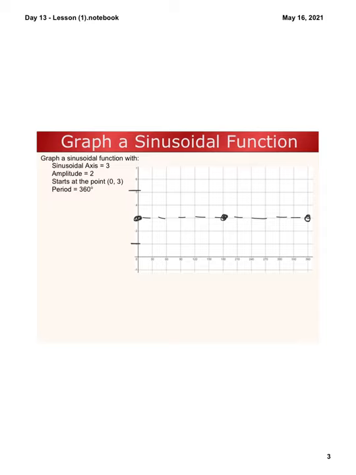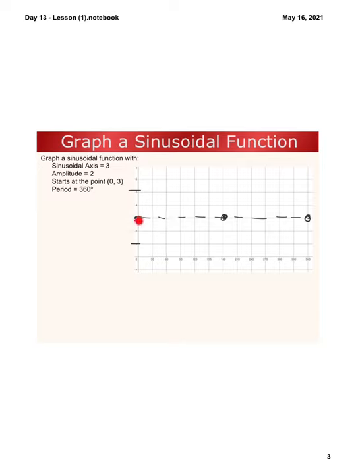Alright, so as you can see, I have put a little bit of information in here. I've drawn in the sinusoidal axes at 3, and I drew a little line here at 5 and another one at 1, because that would be where my maximum will be, 2 up from the middle point and then 2 below from that middle point.